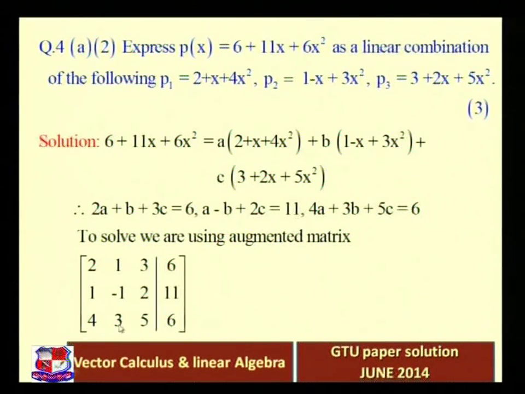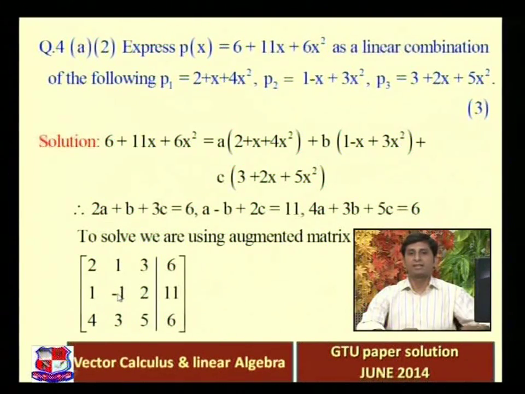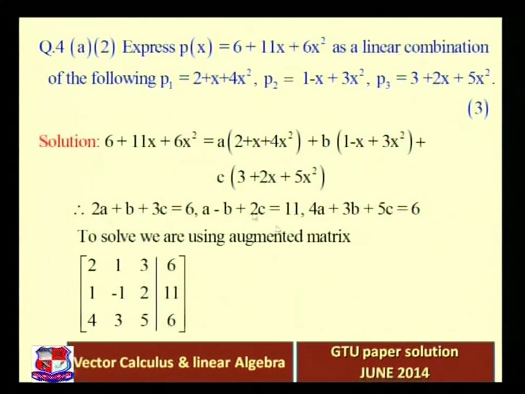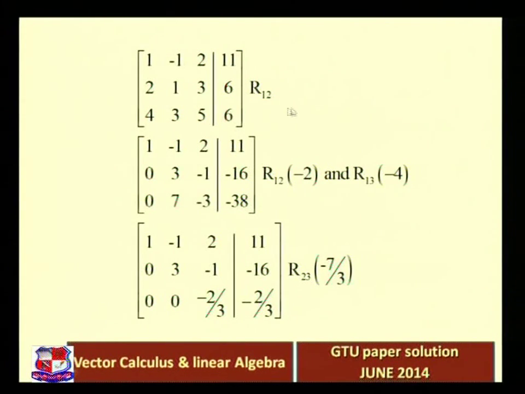This is our augmented matrix. Now first of all, we are interchanging. Normally we use a 1 as the leading entry. Why? Because we can easily make a 0 below that leading entry. If our leading entry is 1, it's quite easy to make a 0 in that particular column below it. So first of all we are interchanging the first and second rows, R12.